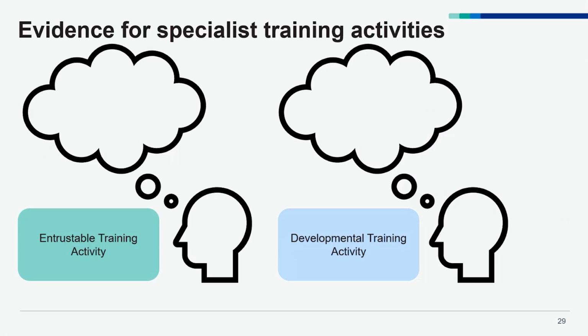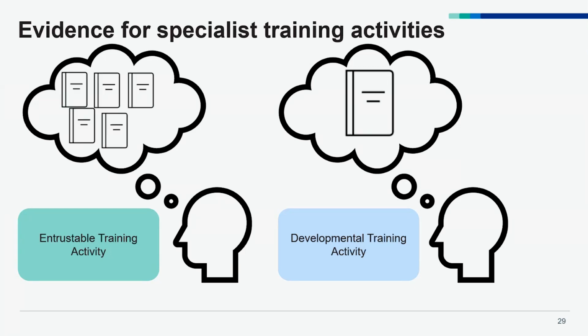So again, come back to my very sophisticated, not so much, slide that I used before. But in terms of evidence, you might find that for developmental training activities, there might be just one or two pieces of evidence. Whereas with the ETAs, you might have multiple incidences because you're doing it multiple times. Yeah. You're having to show that you've undertaken it multiple times in order to hone those skills in different contexts.